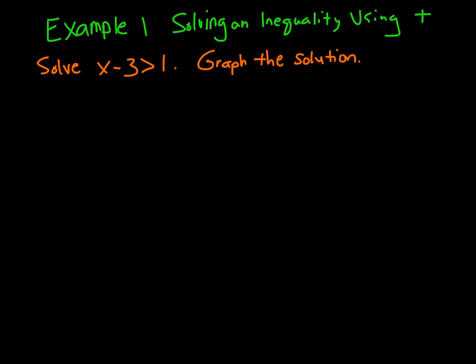So you're going to do two different things. You're going to, one, solve it, then you're going to graph it. If I have x minus 3 is greater than 1, I'm going to use the addition property of inequality. We learned about the addition property of equality, so the difference is this is of inequality. I'm going to add my 3 to this side of my inequality, and then I'm going to add it also to this side of the inequality.